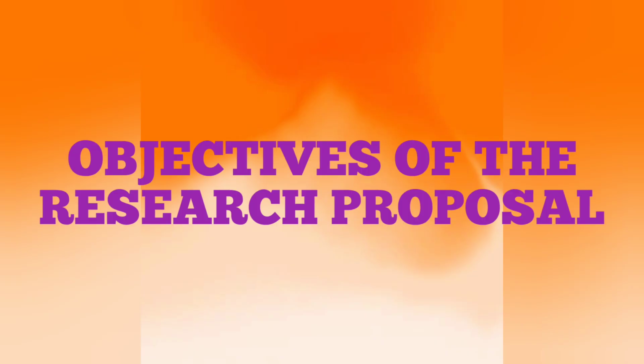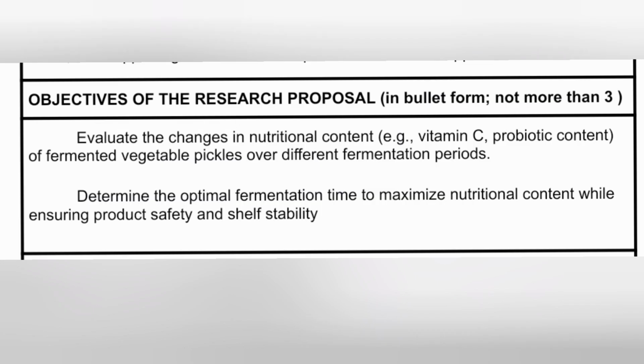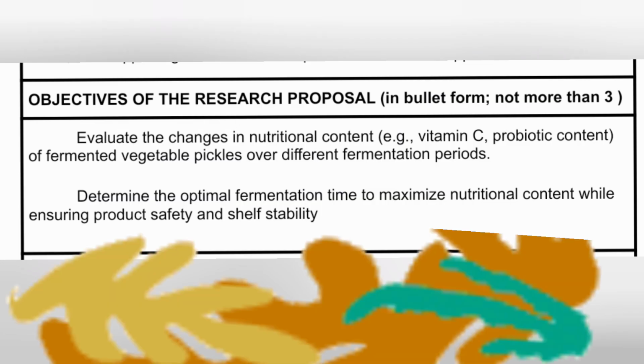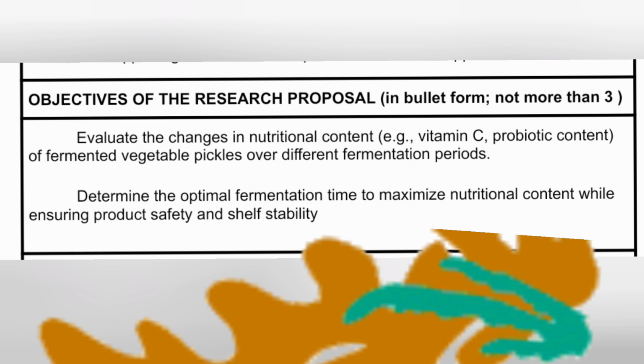Let's discuss the objectives of the research proposal. Keeping it concise and focused. It is in a bullet form and not more than 3. Here are the objectives based on the example provided.